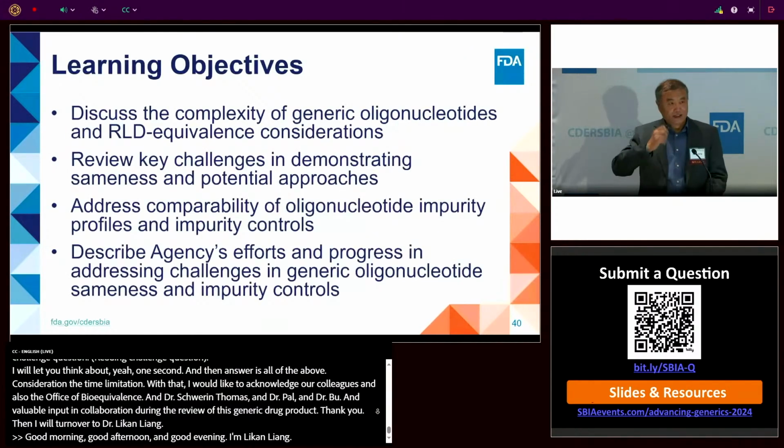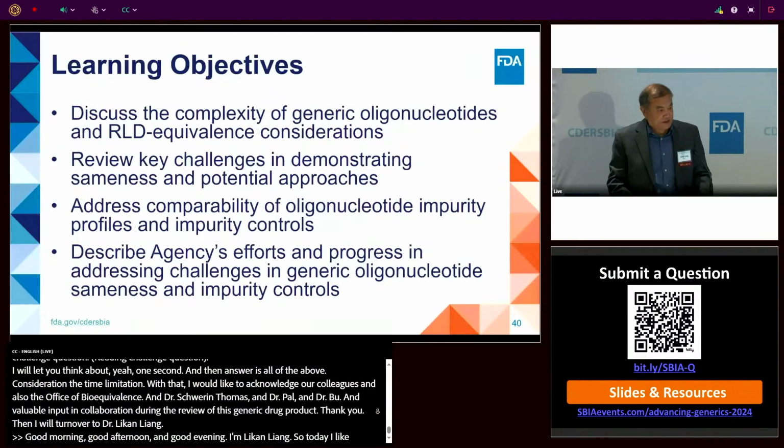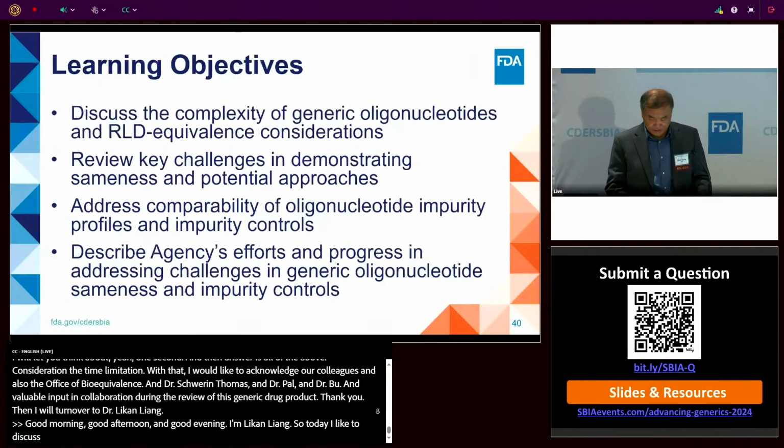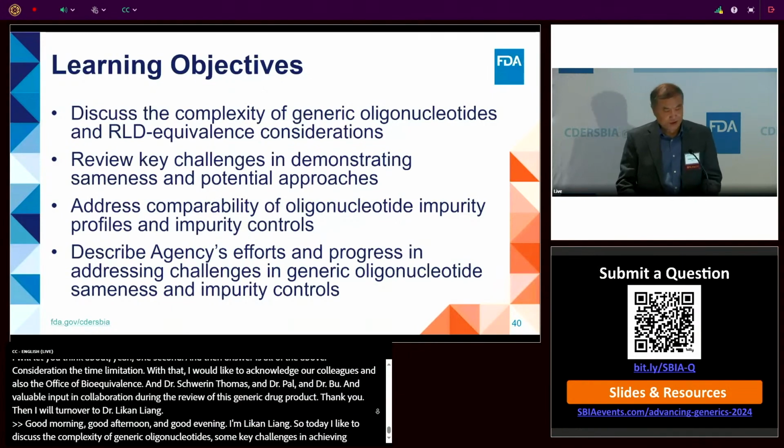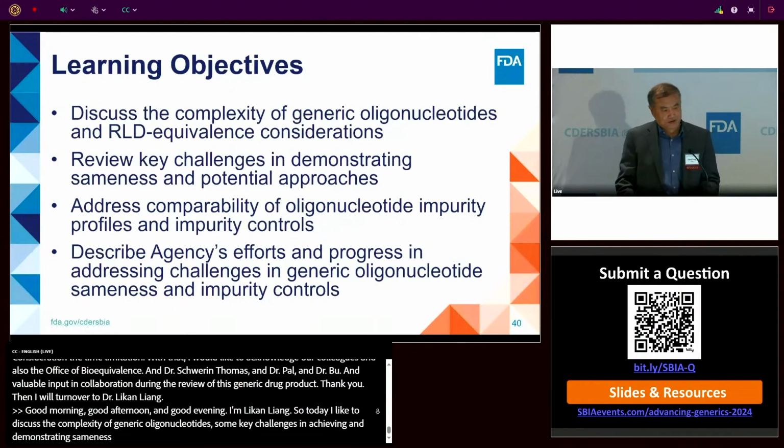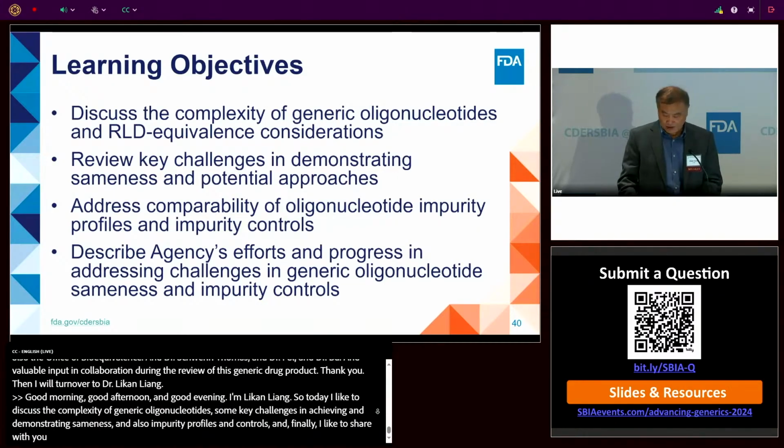So today I'd like to discuss the complexity of generic oligonucleotides, some key challenges in achieving and demonstrating sameness, and also impurity profiles and controls. And finally, I'd like to share with you some of the agency's efforts in addressing these challenges.